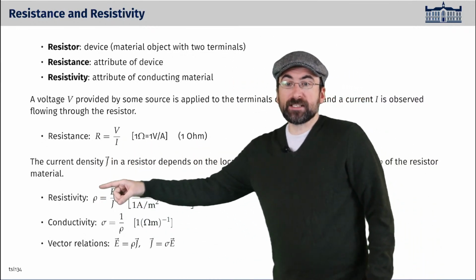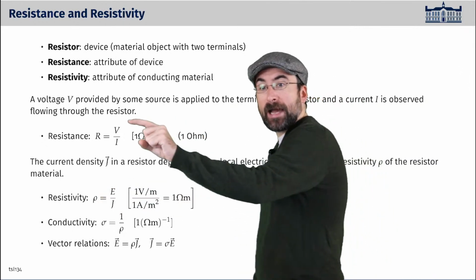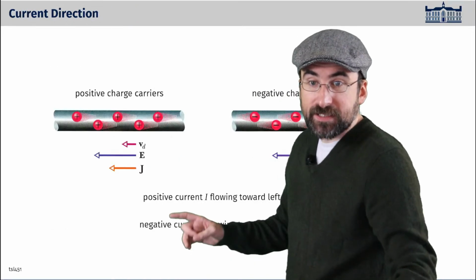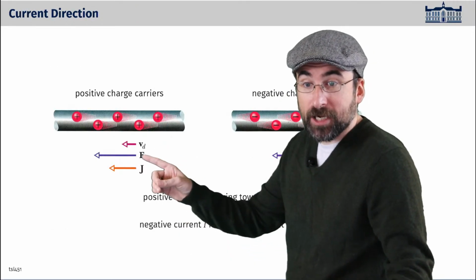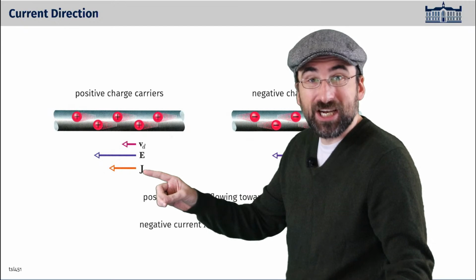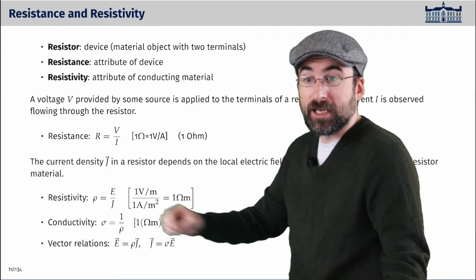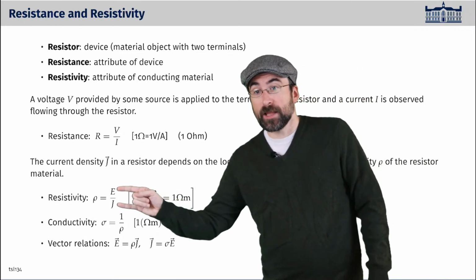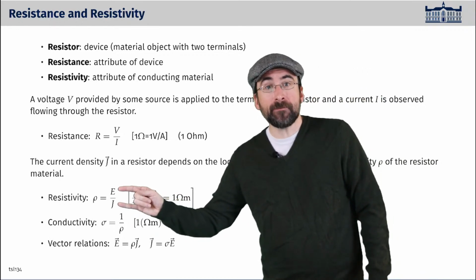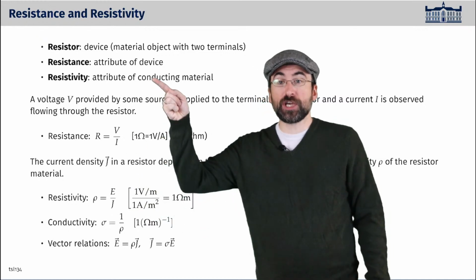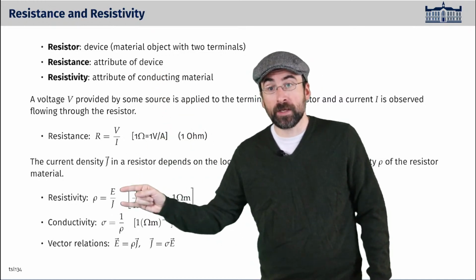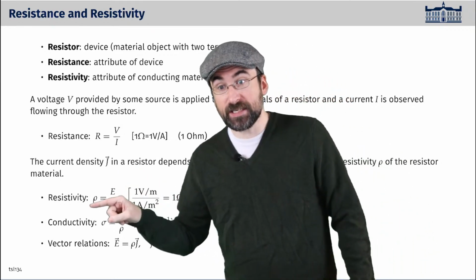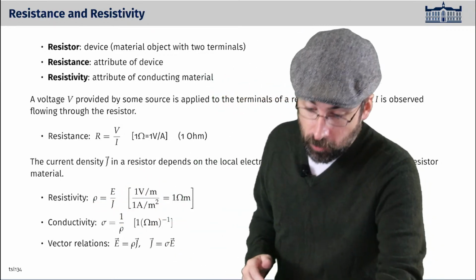For the resistivity, instead of dividing the voltage by the current, we instead divide the electric field by the current density. And that's going to give us the resistivity of the material. The reason being is that the electric field and the current density are independent of the shape of the device. It depends only on the material itself. Now, this is somewhat confusing. For resistivity, we use the Greek letter rho.